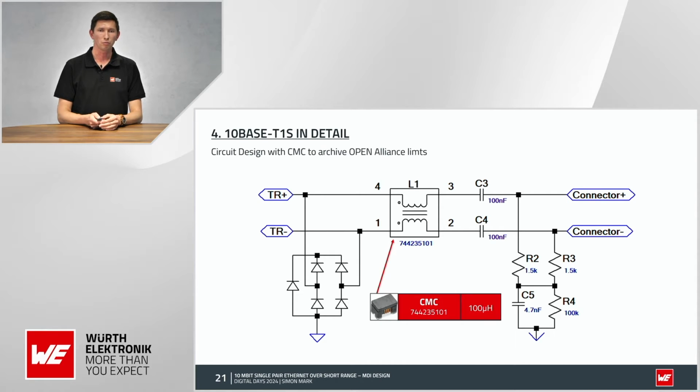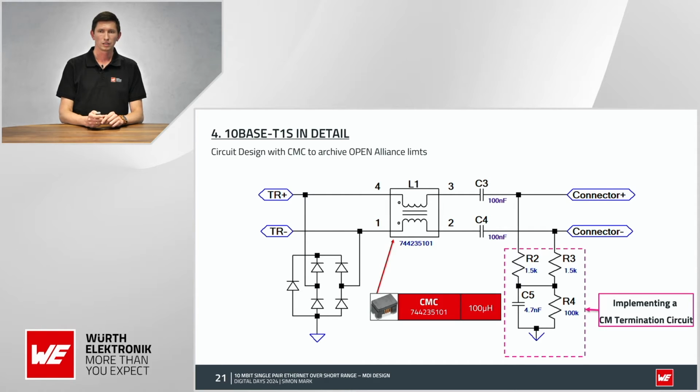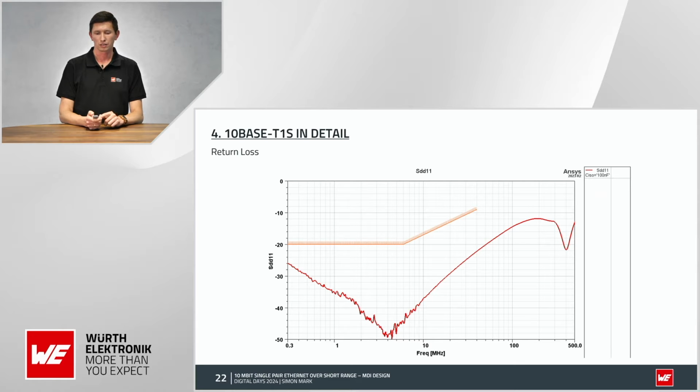Here you can use our common mode choke like this one. This is also in the same size like our transformer, 1812, and the values for the capacitors are the same, 100 nanofarad. The termination circuit is defined through the Open Alliance standard with 1.5 kilo ohms with a very small tolerance of 1%, and also these values are defined. And here we get for the return loss a very good return loss, even better than before.